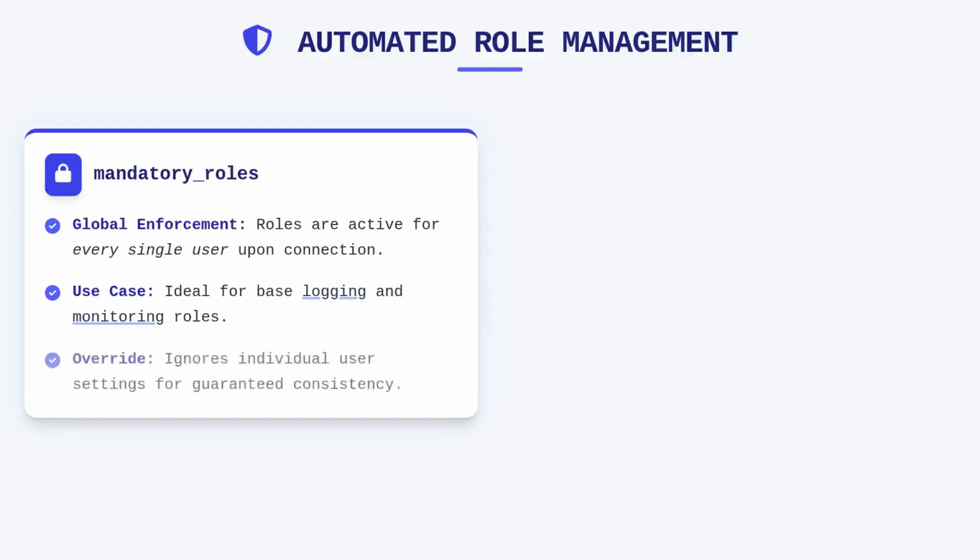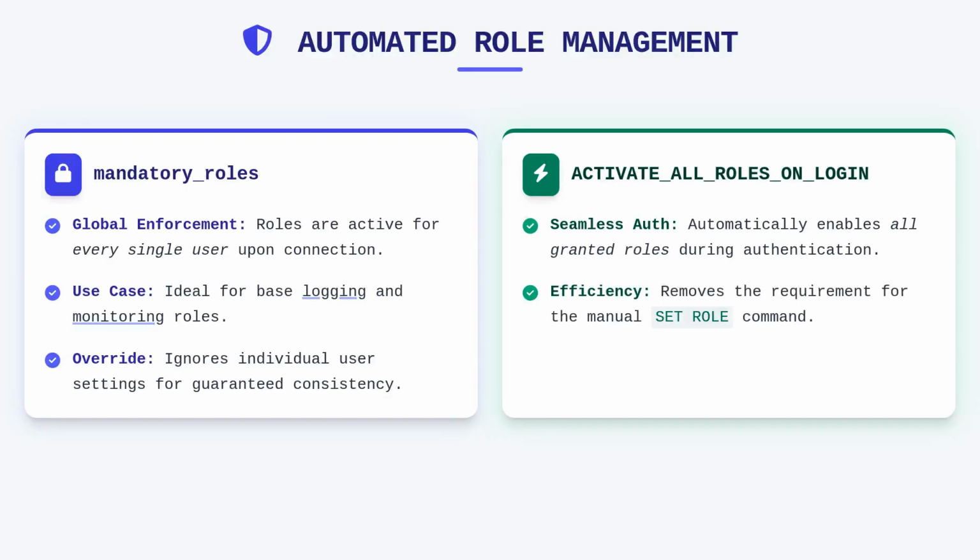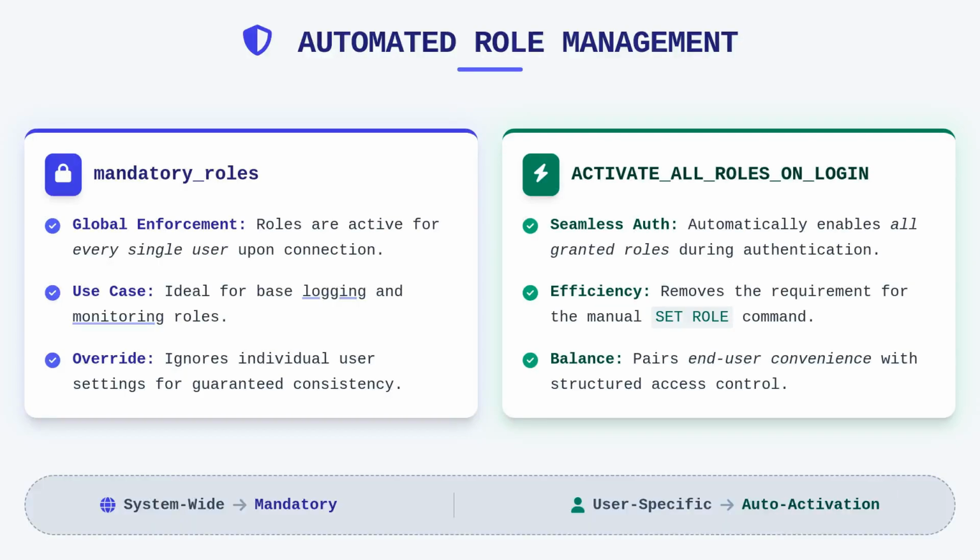For finer control over session-level stability, we utilize the Activate All Roles on login setting. When this variable is enabled, the server automatically enables all roles granted to a user when they authenticate, removing the need for an explicit set role command. This simplifies the experience for end users while maintaining a structured approach to permission management. It is a configuration choice that balances convenience with the intentionality of access control.